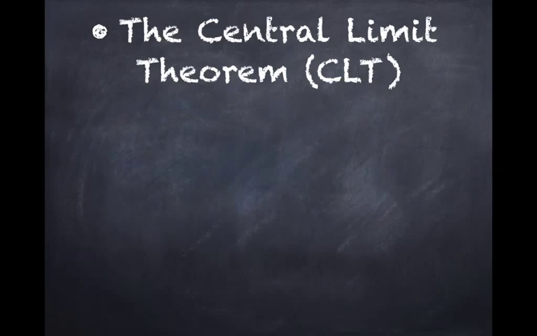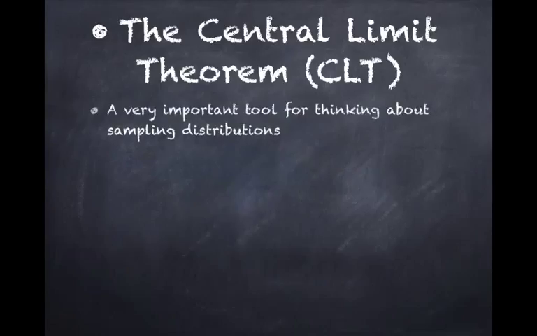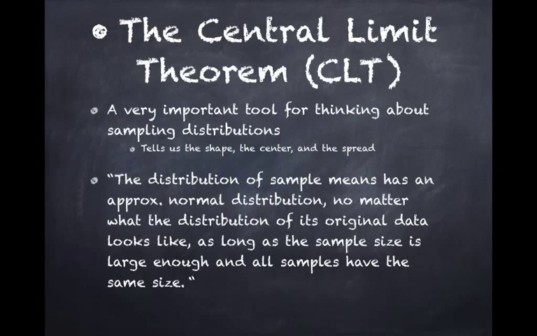And so what we have is called the central limit theorem. This theorem is going to be very important for us and for sampling distributions. What it does is tell us the shape, the center, and the spread of a sampling distribution. The central limit theorem says that the distribution of sample means has an approximate normal distribution no matter what the distribution of its original data looks like, as long as the sample size is large enough and all the samples have the same size.